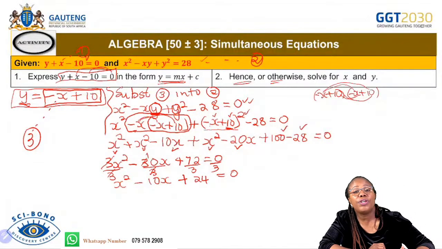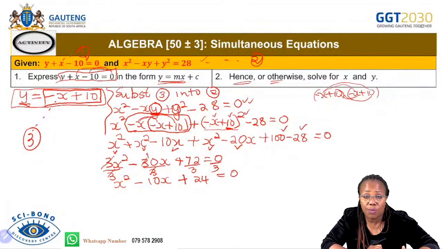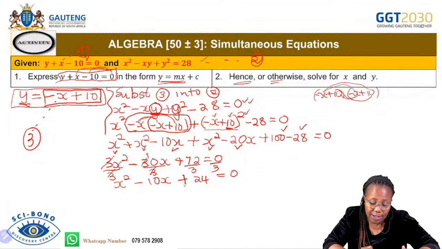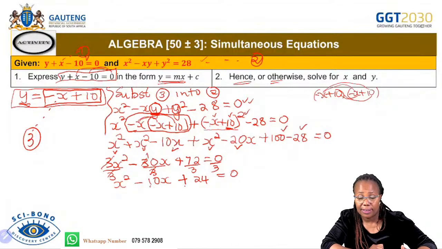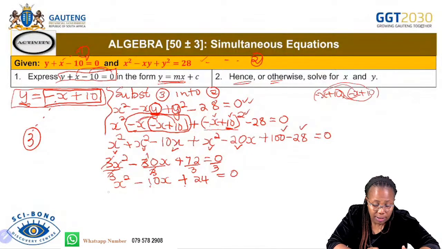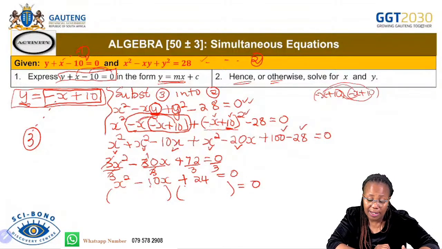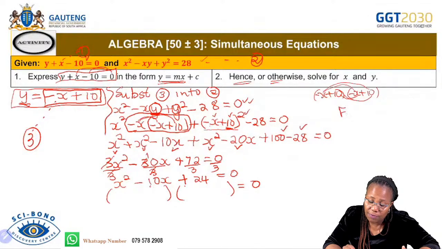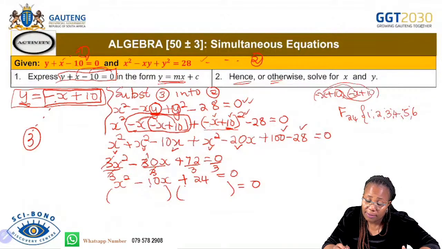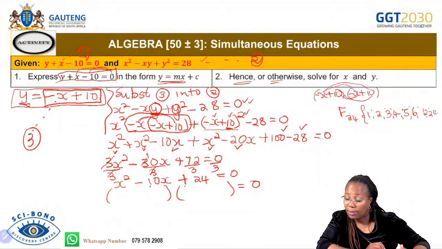Right. Now we are looking for factors of 24. When you multiply them, they give you 24, but when you add them, they give you minus 10. Okay, now let's check which factors of 24 can give you a minus 10. Remember, when we talk factors of 24, we talk 1, 2, 3, 4, 6, 8, 12, and 24. Those are the factors.